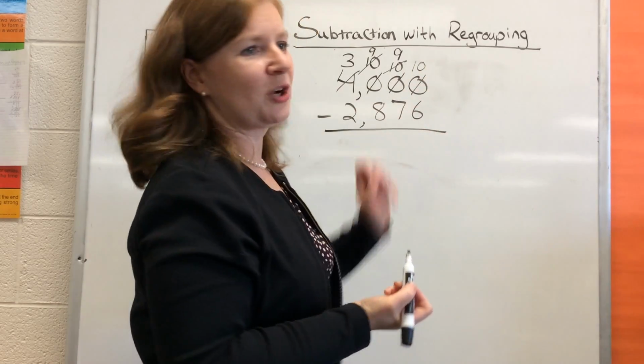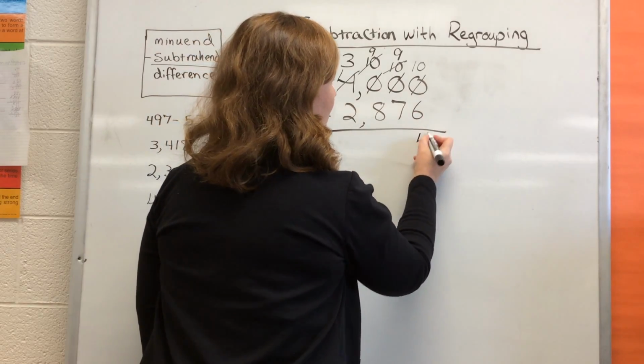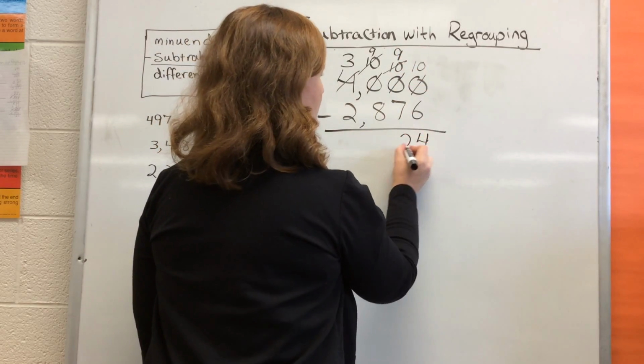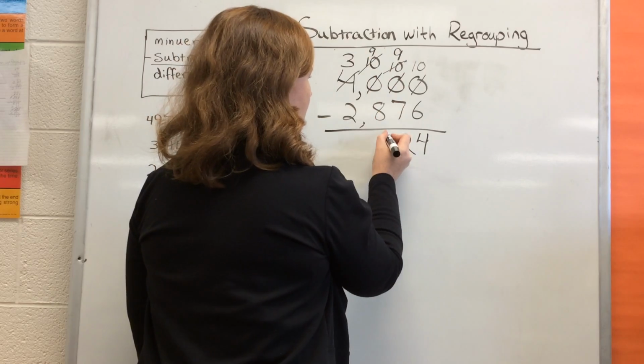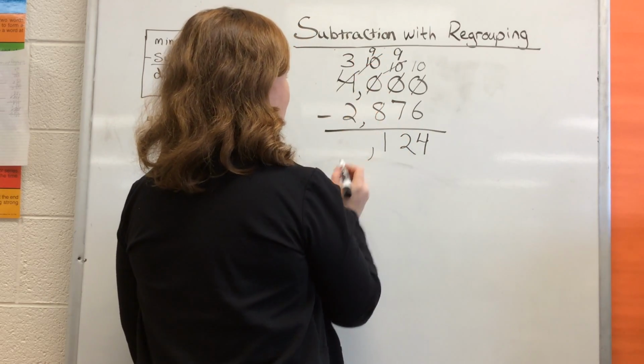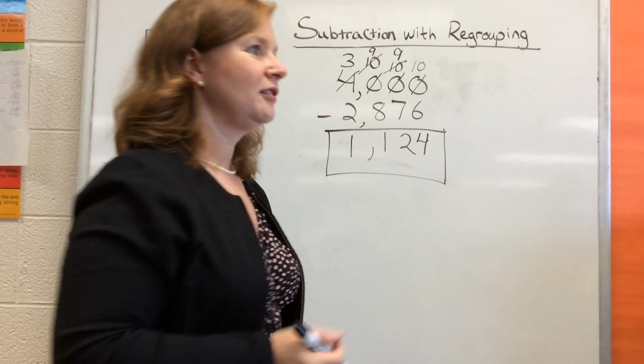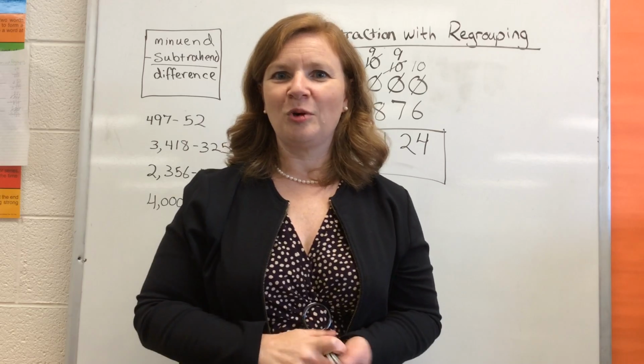Now I'm finally on the right and I can start subtracting. 10 minus 6 is 4. 9 minus 7 is 2. 9 minus 8 is 1. And bring my comma down. 3 minus 2 is 1. So my difference is 1,124.